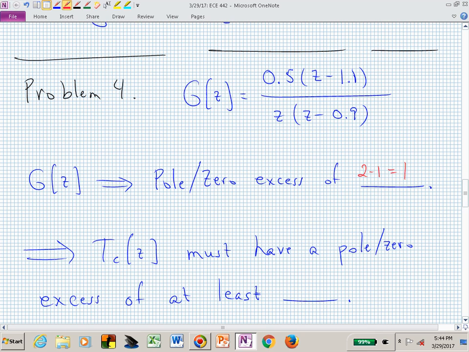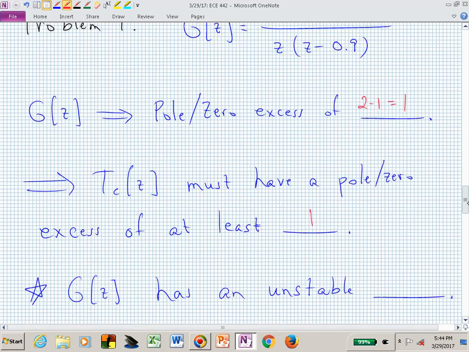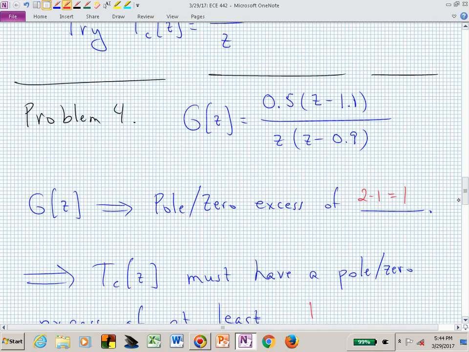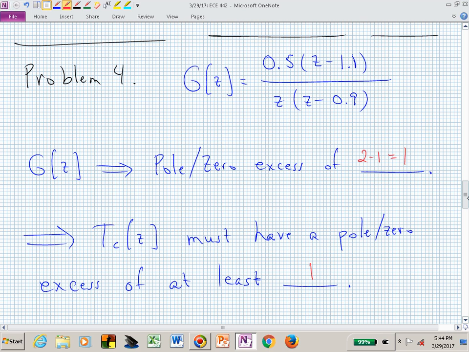Which implies what about your desired closed loop transfer function T sub c of z? It must have a pole zero excess of at least 1. So now we want to move on. We now know what restriction 1 tells us. What about restrictions 2 and 3?